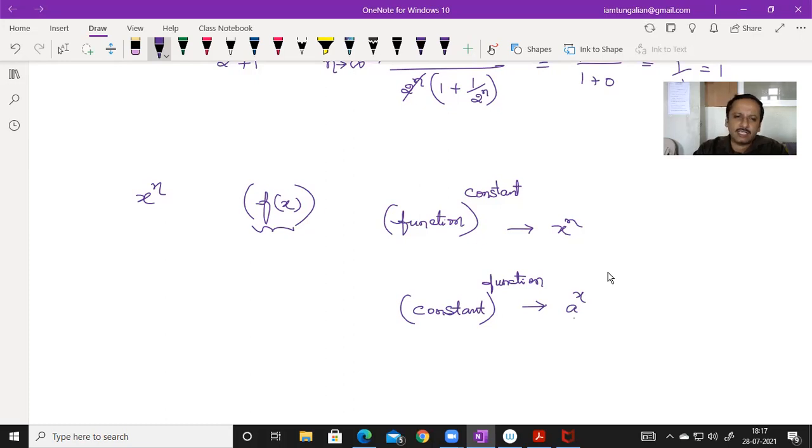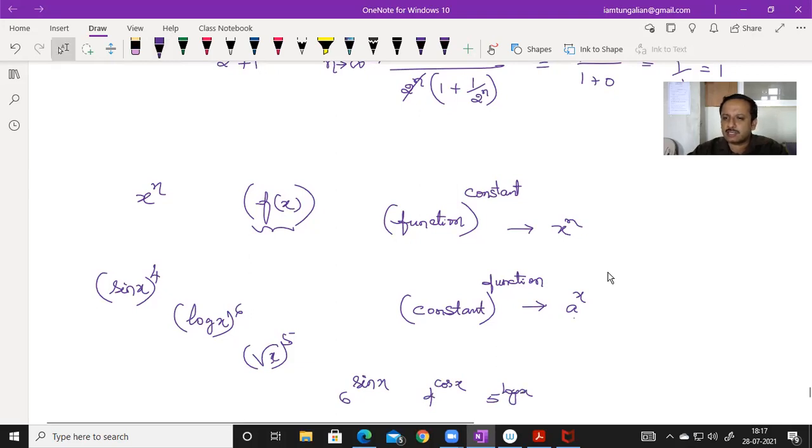Function to the power constant, that means I am talking about sine x whole power 4, or log x whole power 6, root x whole power 5, etc. Function to the power of a constant is of the form x power n, think of that formula. And then you have constant to the power function, that is 6 to the power sine x, 4 to the power cos x, 5 to the power log x, etc. Then use the formula of a power x.